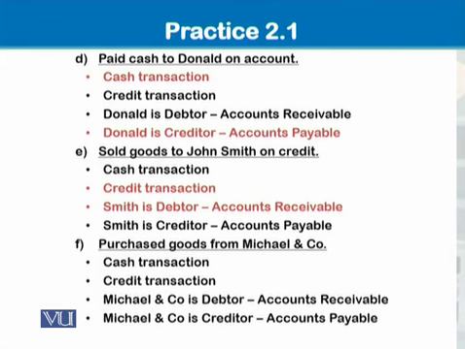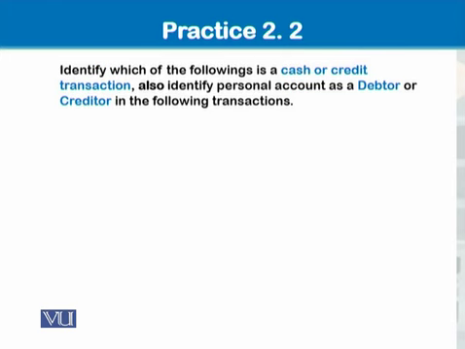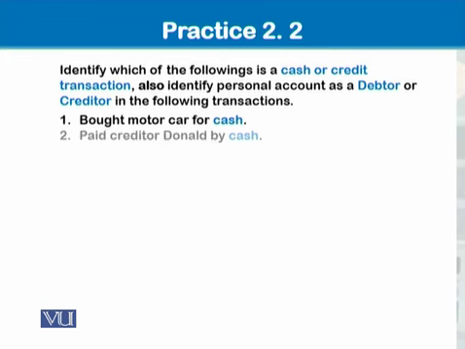Purchased goods from Michael and Company. Yes, this is a credit transaction. And Michael and Company is our creditor because we have purchased goods on credit from Michael. Okay, let's do one more practice. We have to identify whether it's a cash or credit transaction, and then we have to identify personal accounts in it as debtor or creditor.